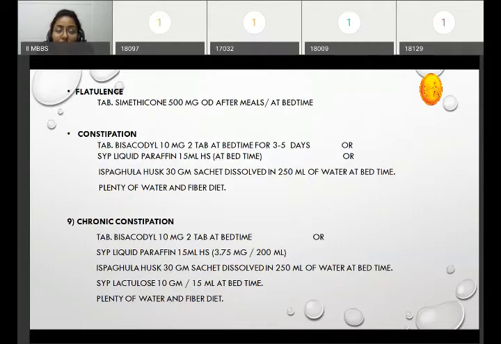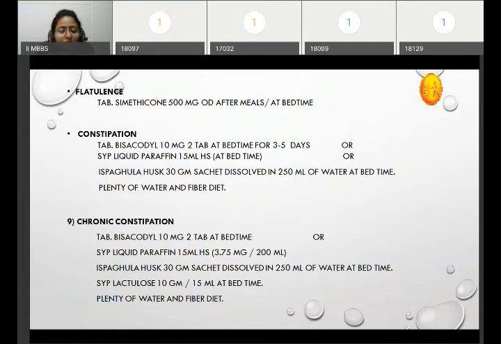Then if you are getting a chronic constipation question, here you have to add some osmotic purgatives also. An example is syrup lactulose. Lactulose is an osmotic purgative. Again, it has the same action, that it brings about more water secretion in the GI tract, because of which the peristaltic movement increases. So syrup lactulose, its dose is 10 gram per 15 ml, given only at bedtime.